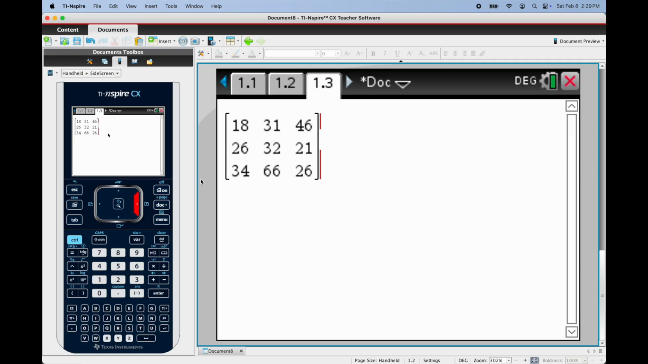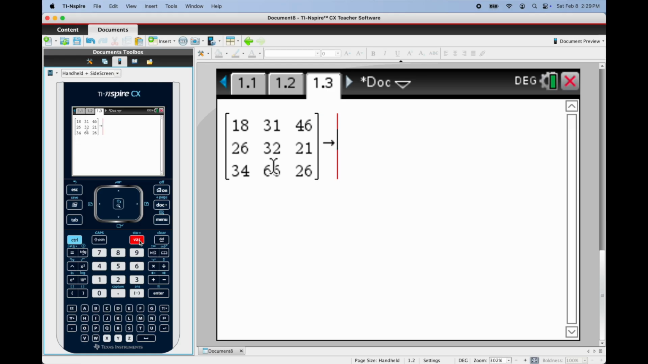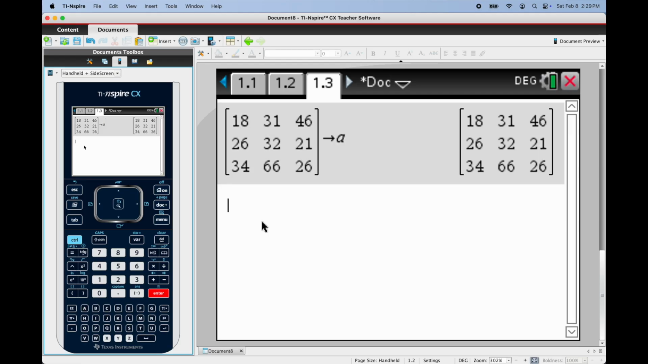Alright, now we need to define our matrix. Let's do that by using this control var. So control var, this arrow we want. And you can call your matrix whatever. I'm going to call it A. Alright, let's make sure it's defined. When you press A, there's our matrix.